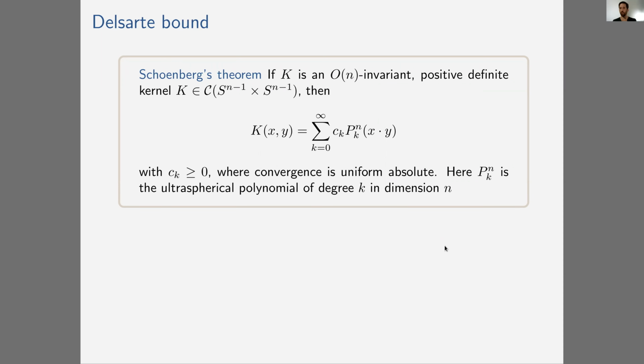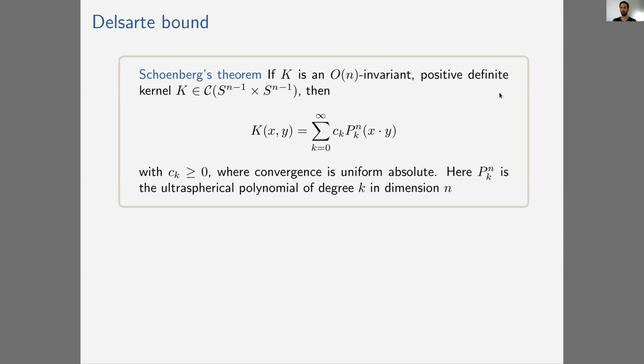So now we have kernels K that are O(n) invariant and positive definite. Then Schoenberg's theorem says that this is a series with non-negative coefficients, with Gegenbauer polynomials or ultraspherical polynomials. They're just some family of orthogonal polynomials depending on the dimension we are working in. And convergence here is uniform absolute, and that's actually quite special. Normally, if you write such a Fourier series, in general you only get L2 convergence, right? But due to the positivity, you can actually prove that you get uniform convergence here.